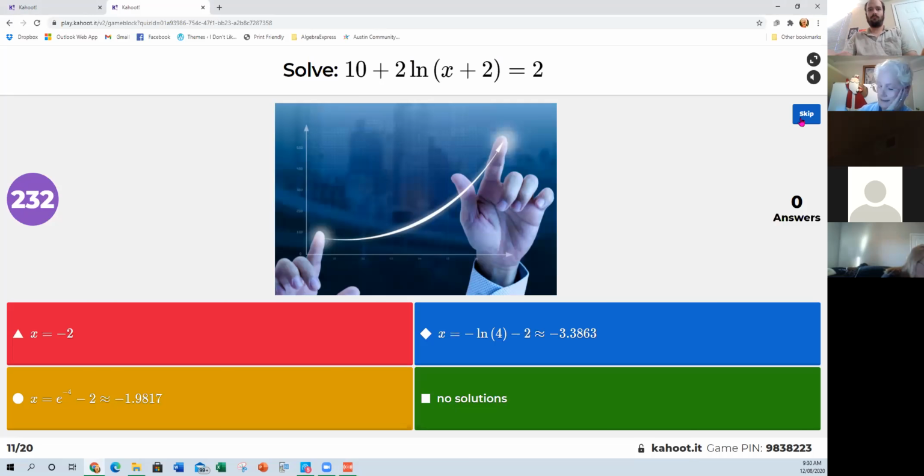One almost just like this on the test. And I ask you for it in exact form and also as a decimal. So make sure you know how to use your calculator.